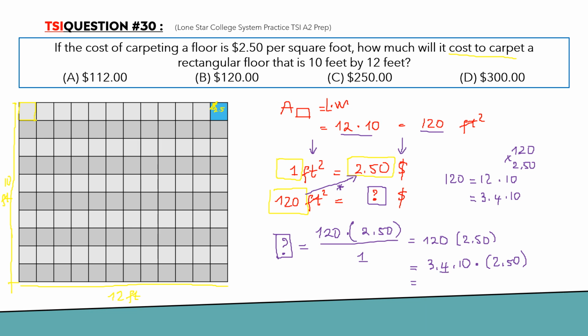So 4 times 2.5, that's 10. So we have 3 times 10 times 10. 10 times 10 is 100, times 3 is 300. $300. So this should be the right answer.